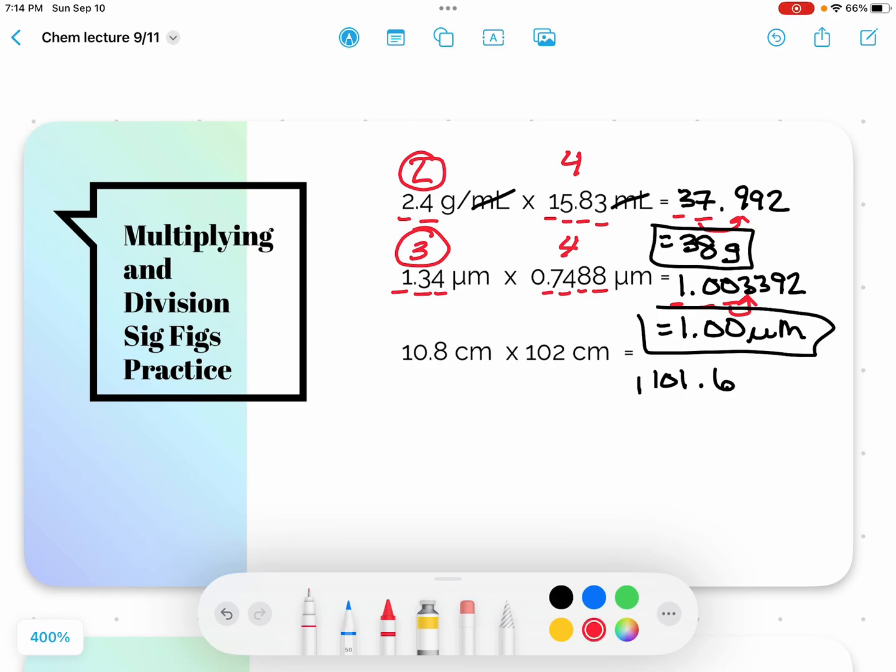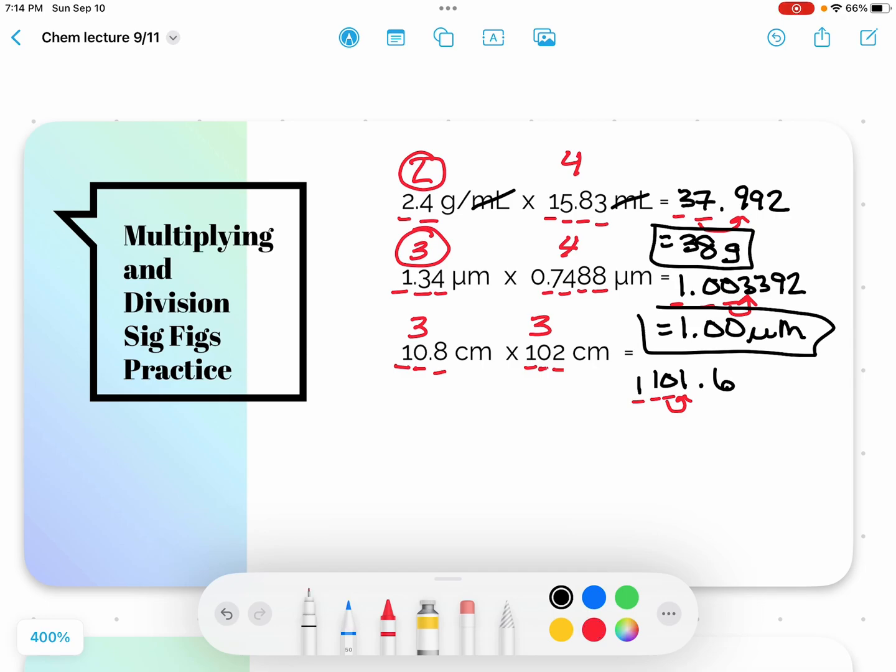So I look, 1 is a sig fig. 0, that 0 is a sig fig because it's smashed between two numbers. And 8 is a sig fig, so I have 3. And I look here, 102, 1 is a sig fig. 0 is because it's stuck between two numbers. And 2 is a sig fig, so that means I have 3 sig figs. So since they're both 3, I'm going to go to 3 sig figs. So I go 1, 2, 3. I look behind, it's a 1, so I'm going to stay the same.